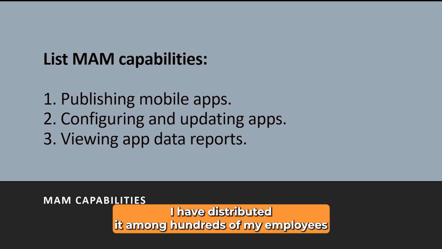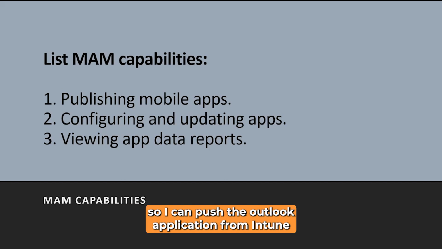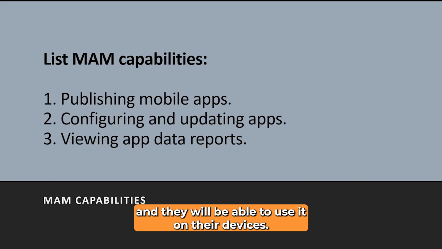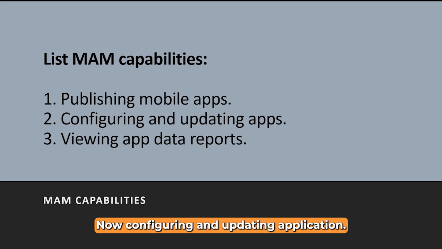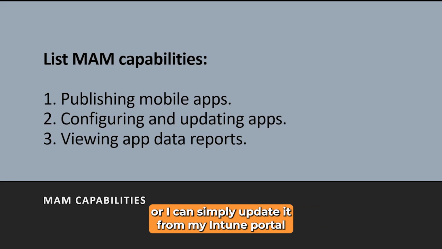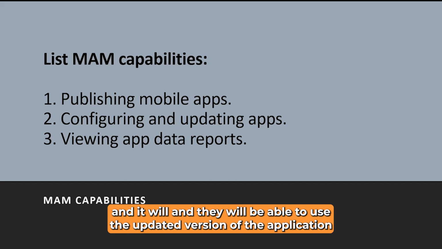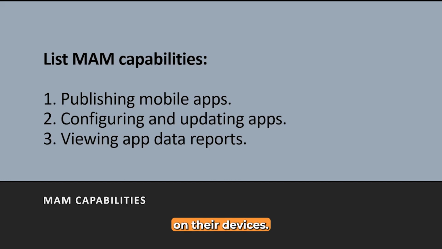Any kind of device. I have distributed it among hundreds of my employees, and I want them to use the Outlook application on their devices. So I can push the Outlook application from Intune and they will be able to use it on their devices. Now configuring and updating application. If I want to send an updated version of application, I can do that. Or I can simply update it from my Intune portal and they will be able to use the updated version of the application on their devices.